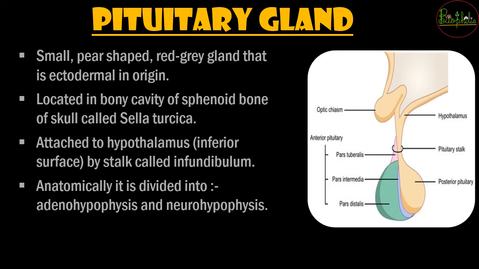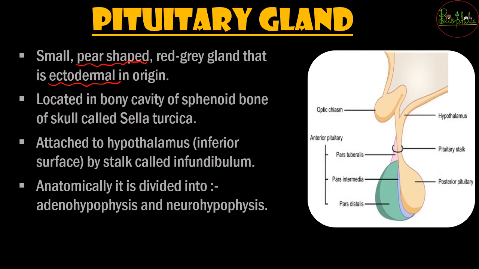So what is the pituitary gland? Let us understand in detail what hormones are secreted, what the parts are, and everything will be covered in this part. So let's start understanding how the pituitary gland looks, where it is located, and all the rest of it. The pituitary gland is a small, pear-shaped gland. It is red-gray in color and ectodermal in origin.